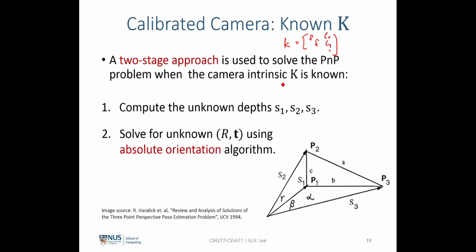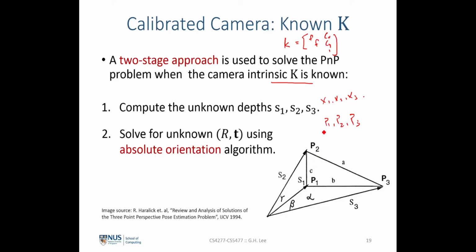In this case, the camera intrinsics is known. So in the first step, we will first solve for the unknown depths. Suppose that we have three 3D points denoted as P1, P2, P3. Note that this notation differs from the previous notation where I used capital X1, X2, X3, because I'm following the paper that documents this particular approach. Actually, it was not proposed in this paper. This approach was proposed in 1841 by a photogrammetrist.